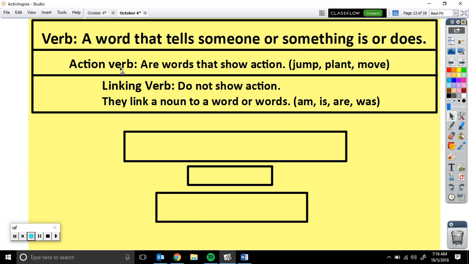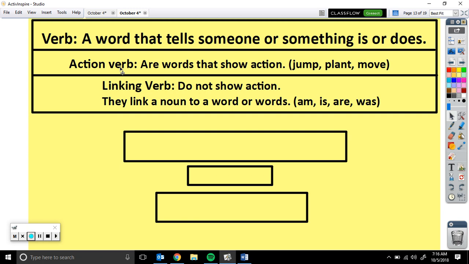So oftentimes what I like to do with action verbs is I think, oh, what is the noun? Remember, a noun is a person, place, or thing. And what is it doing? Typically, what it is doing is the action verb in a sentence. Jump, I'm planting, I'm moving. There's some type of action.